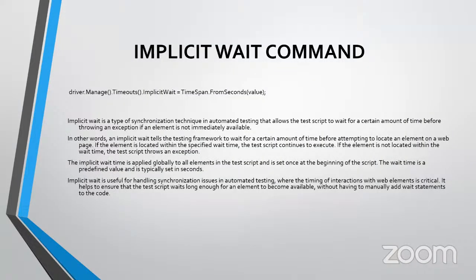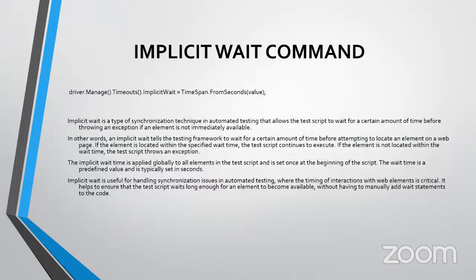So we have the implicit wait command. Here we have the code for the implicit wait command, which is driver.Manage().Timeouts().ImplicitWait equal to TimeSpan.FromSeconds, then you put your value. With Thread.Sleep, it runs in milliseconds, but with implicit wait, it runs in seconds. So instead of putting a value of maybe 5,000, which is 5,000 milliseconds, with implicit wait you put a value of just 5 because it runs in seconds. So let's see what the implicit wait command is.